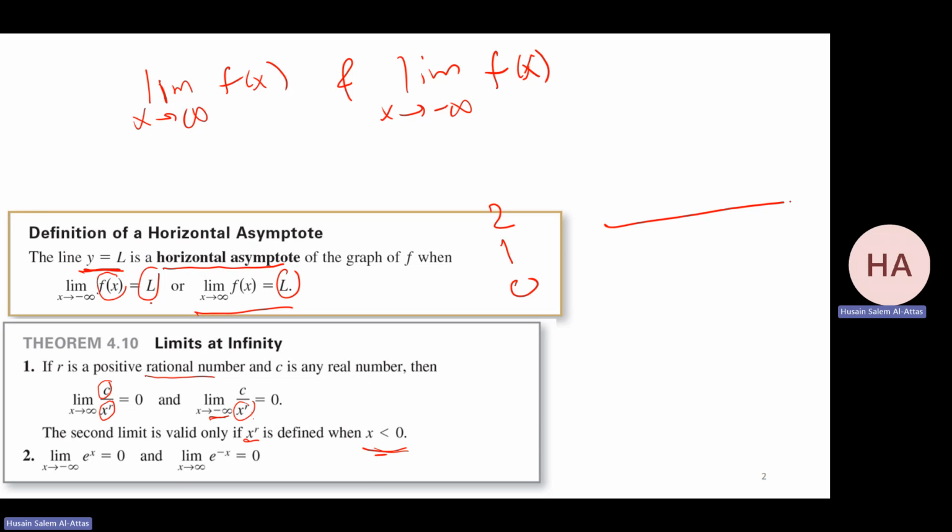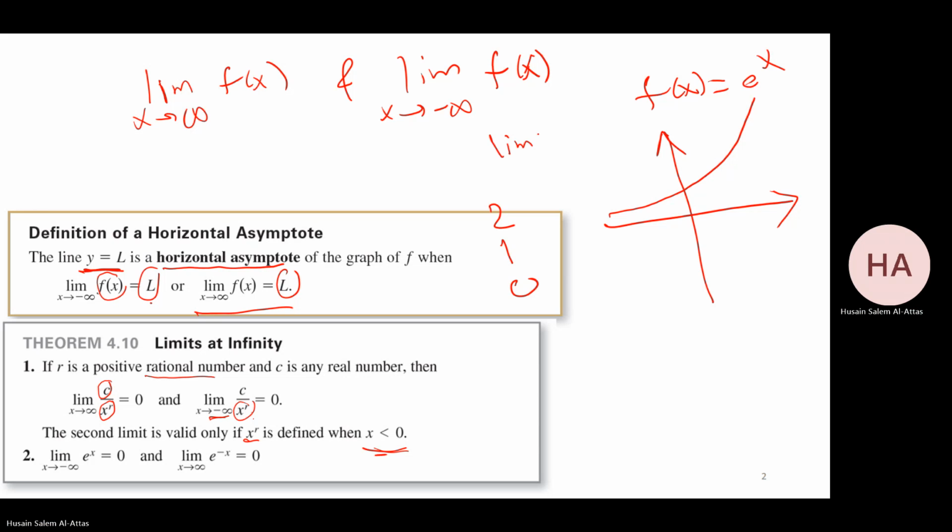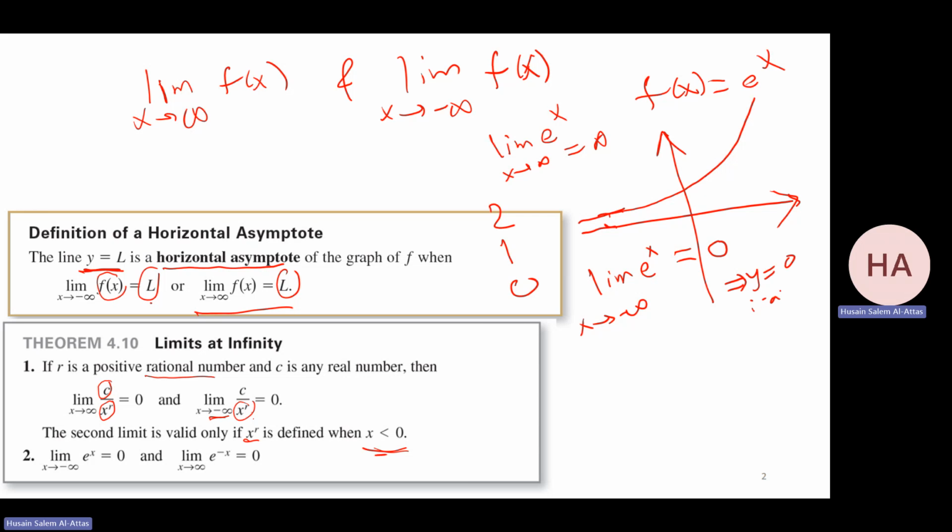Also for the exponential function, if f of x equals e to the power x, what will happen? As x goes to infinity, what is the limit of e to the power x? I'm going to infinity. This is infinity. So we don't have a horizontal asymptote here. However, check as x goes to minus infinity, what will happen? The function will be equal to 0. So I have y equals 0 as a horizontal asymptote for this exponential function.